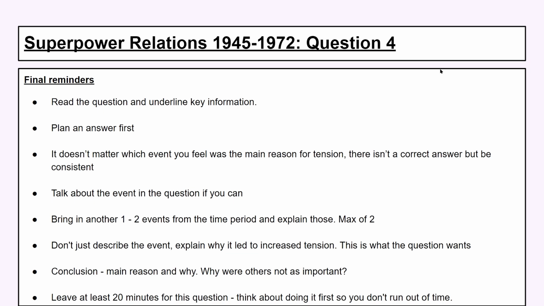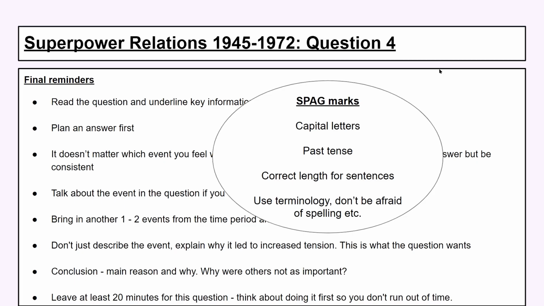And then, final reminder, just about the SPAG marks, up to 4 SPAG marks for this one. Capital letters are essential. Germany, capital G, USSR, capital letters, and so on. Make sure you're writing in the past tense, correct length of sentences, and this idea of use of terminology. Don't be afraid of the spelling for that. So if you want to put in something like Khrushchev, for example, put Khrushchev down. Don't worry if you spell it incorrectly. You will still get marks for using the correct terminology for the time period. That's it for this one.